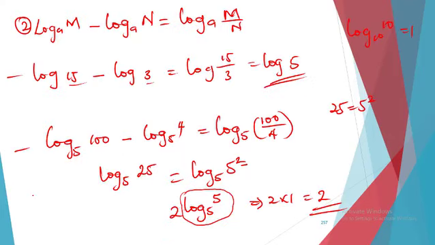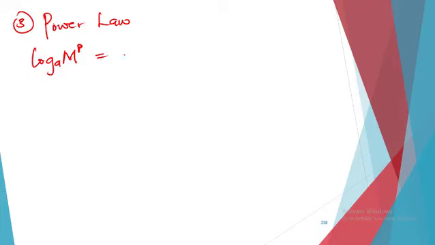Okay, so let's go back to the third law. The third law of logarithm. We have the power law. The power law: if we have log m raised to power p base a, it is equal to p log m base a. That's exactly what we applied on the examples we took in the previous law.